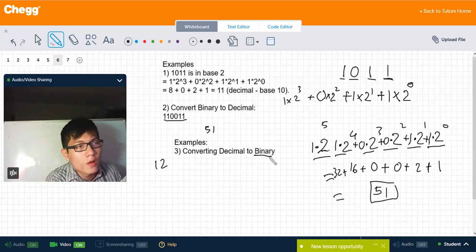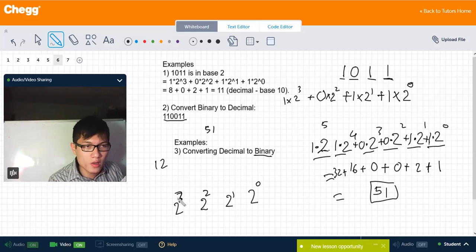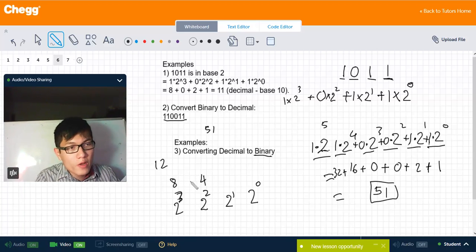So 12, again, first you have to write something like this: 2 to the 0, 2 to the 1, 2 to the 2, 2 to the 3, and then you check. 2 to the 3 is 8. Okay, so this is 8. 2 to the 2 is 4. And you see 8 plus 4, which is 12. That means you only need 4 bits in order to write 12 as a binary.